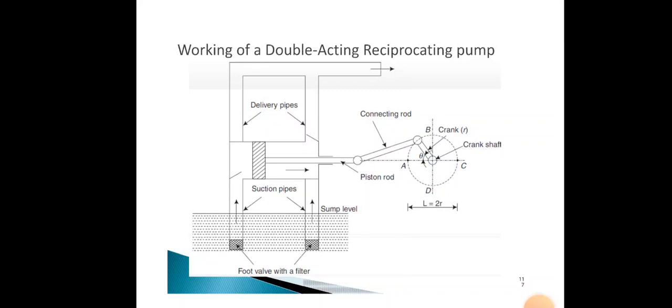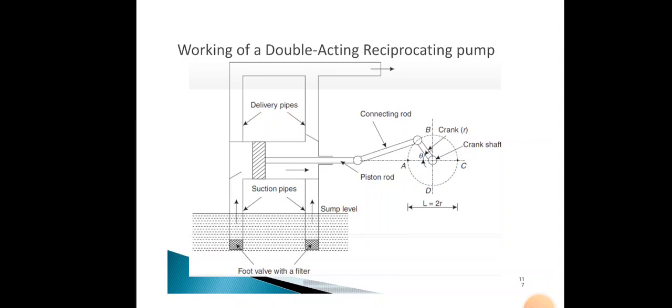When the crank is connected to the power source, that is the motor, it will start rotating, and the connecting rod and the crank will also be in movement as the piston moves to its right, creating a vacuum inside the cylinder. This causes the suction valve to open. Now the liquid from the source is sucked into the cylinder by the suction pipe.